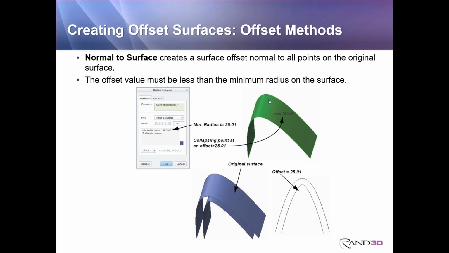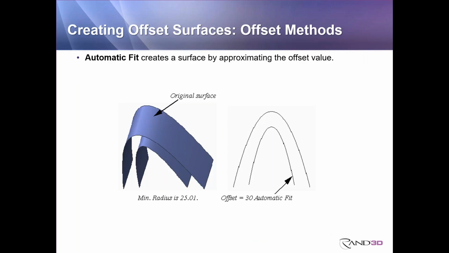But if I'm willing to vary the thickness a little bit, or the offset dimension a little bit, if I'm willing to take a little bit of an approximation, then instead of doing the true normal to surface offset that doesn't fit, there are a couple of ways to approximate this standard offset feature that we're looking at here. One of those methods is called an automatic fit.